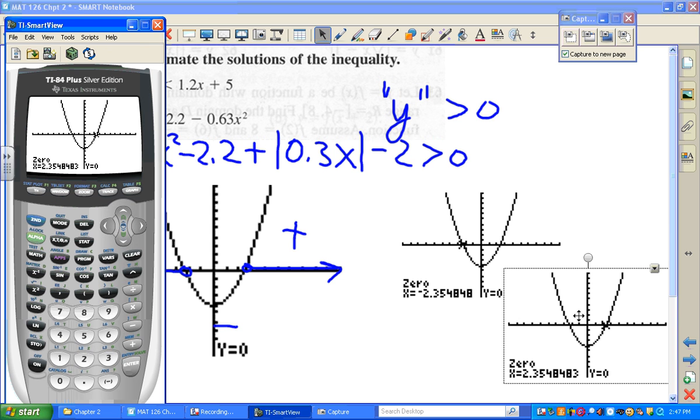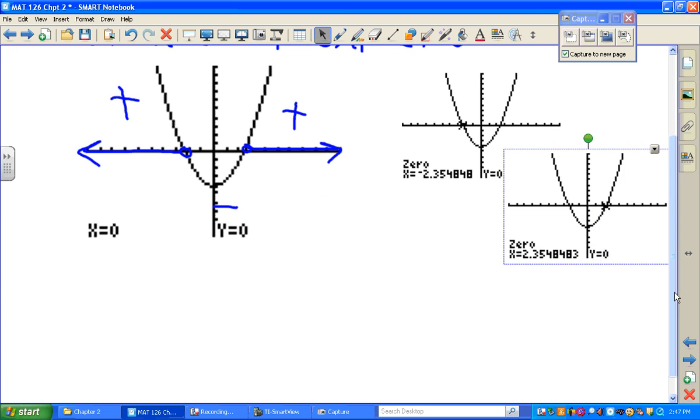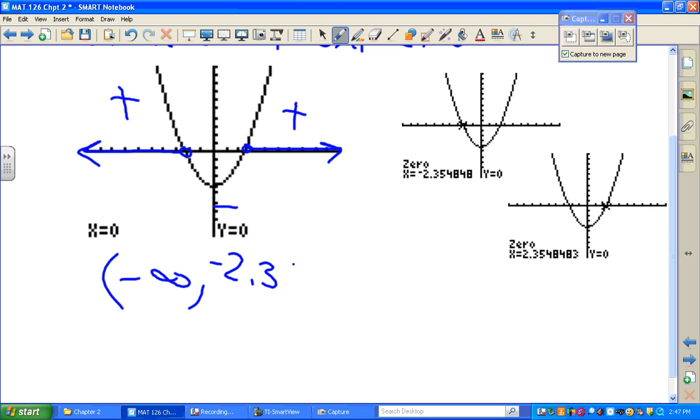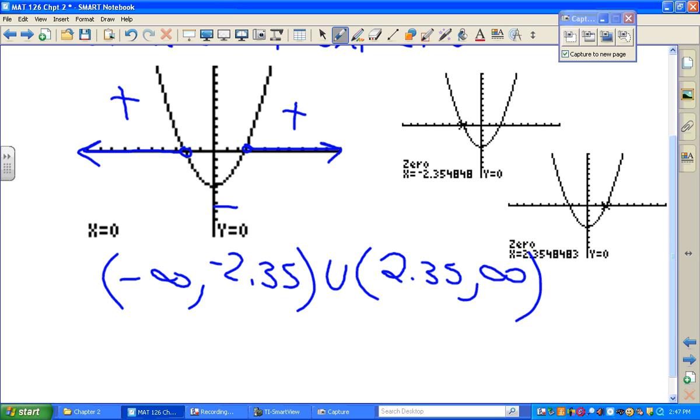Do I want my region going out, or my region coming together? I want the region going out, don't I? Do you remember what this symbol is referred to as in interval notation? Negative infinity to negative 2.35, union 2.35 to infinity. I like that. That's not a bad one to end on, that infinity symbol.